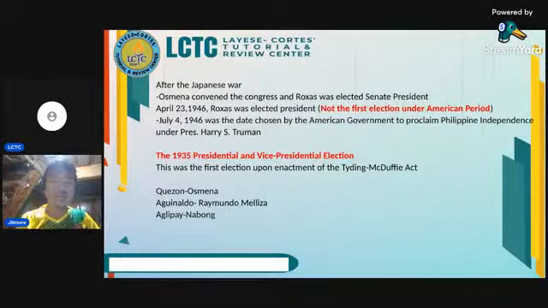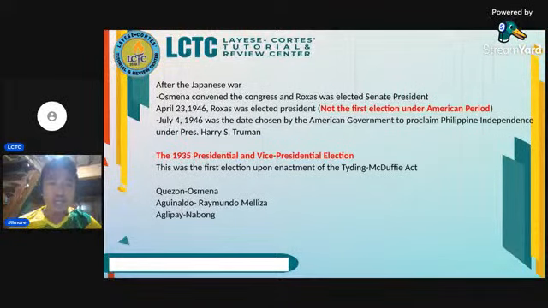Who was the president of the U.S. when the Philippines was given full independence from the United States? President Harry Truman. July 4, 1946, under the tenure of Manuel Roxas as president, the last president of the Commonwealth and the first president of the Third Republic.